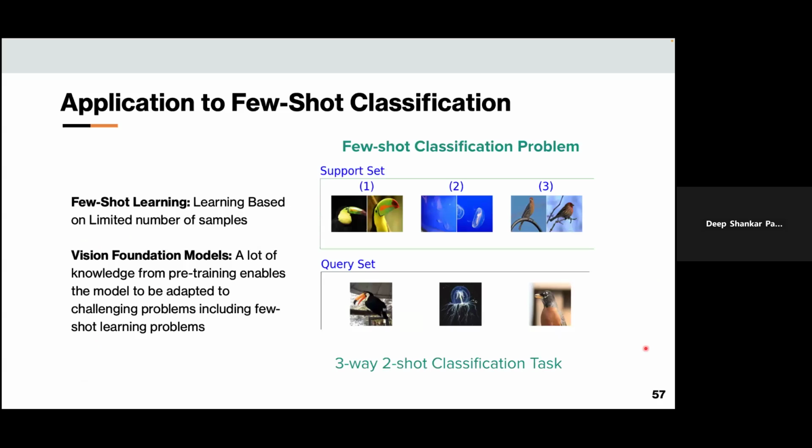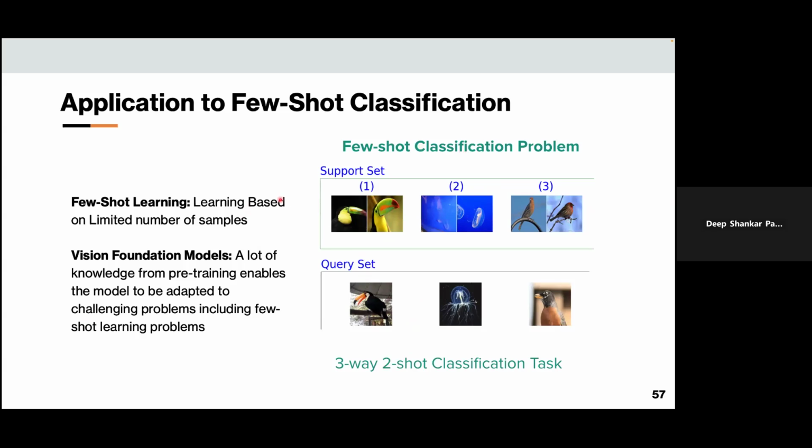We next looked at application of our model to a challenging few shot classification setting. So few shot classification setting is basically we want to learn based on a limited number of samples. For instance, here is a three-way two-shot classification task. What this means is there are three classes, and each class just has two examples. And just based on these six examples, the model has to become an accurate classifier, and it would be evaluated on new samples from these classes.